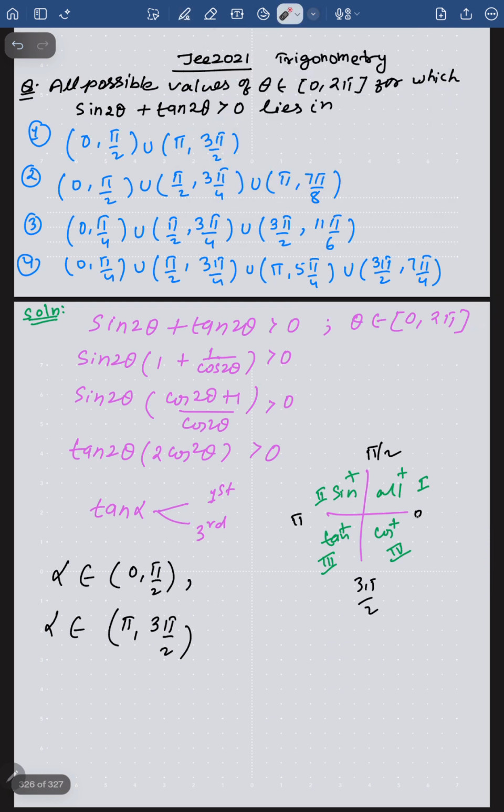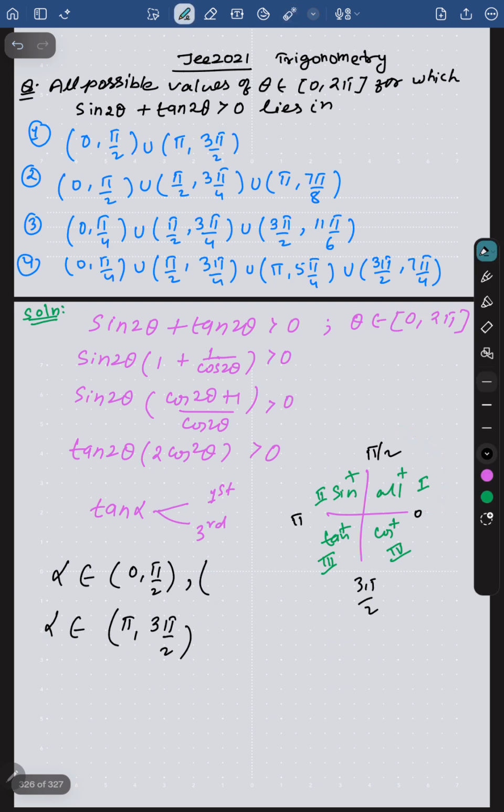If we take another round, it means we have moved one round. Now we will move one more round. So this will give you 2 pi plus pi by 2, which means 2 pi and 5 pi by 2. In that range also it will be positive, 2 pi to 5 pi by 2.